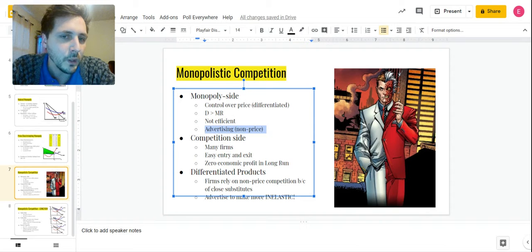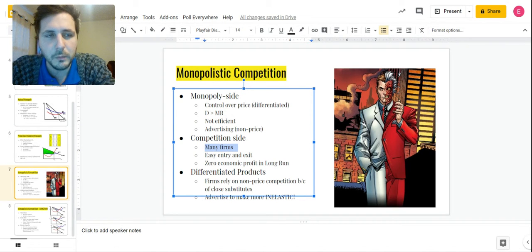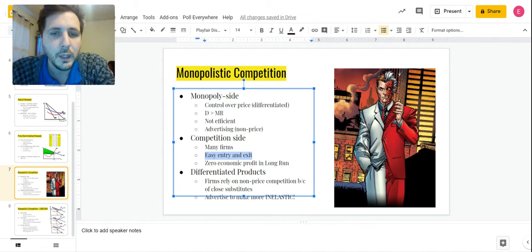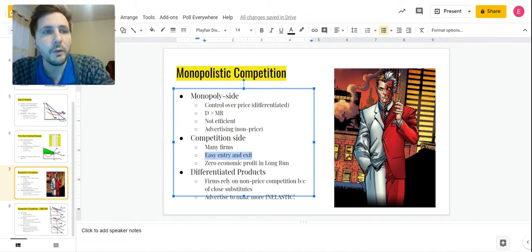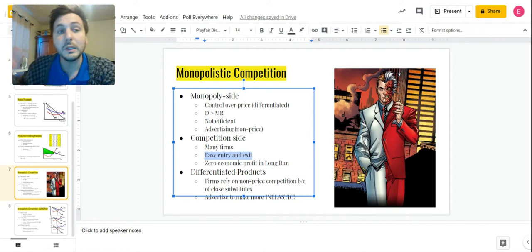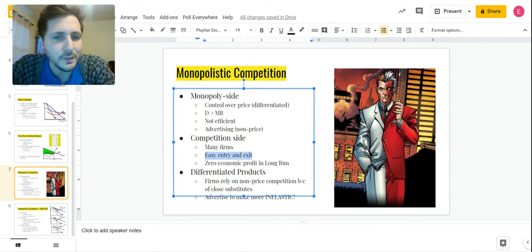Here's how we're better. On the competition side of things, there's tons of them, lots of firms, right? Think of how many restaurants there are out there. There's a gaggle of them, right? It's easy to enter. It's also easy to exit. Firms come and go. New restaurants open up, new restaurants shut down all the time. And then finally, in the long run, just like a perfectly competitive firm, economic profits will shrink to zero no matter what, because firms can enter and leave. If there are profits, new firms enter, absorbing those extra profits. And if there are losses, firms will leave, redistributing the profits that did exist.